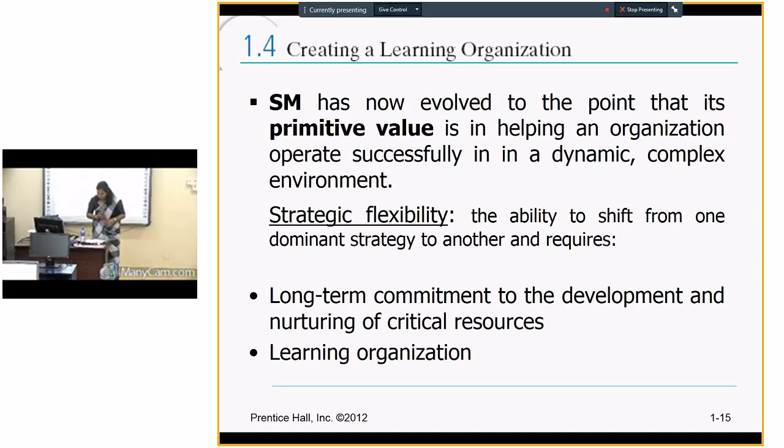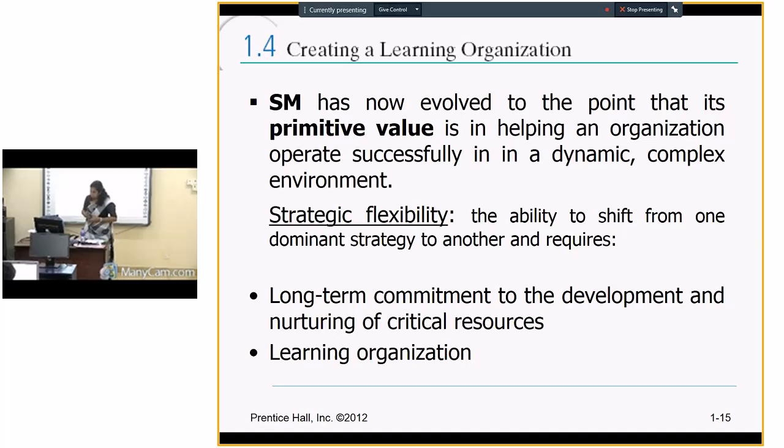Likewise, in strategic flexibility, we focus on that. We have to focus more on less bureaucratic principles. That means organizations move towards very flexible environmental settings. Strategic flexibility is the ability to shift from one dominant strategy to another. That means it is easy for us to change the strategy. If you go with the flexible mode, it is easy to go from one dominant strategy to another. But we have to have long-term commitment. It demands long-term commitment from the organization and also a learning organization.